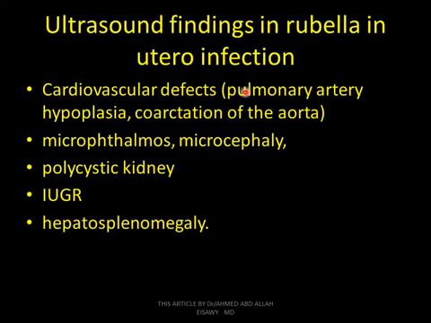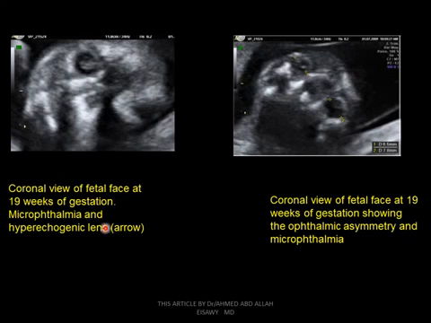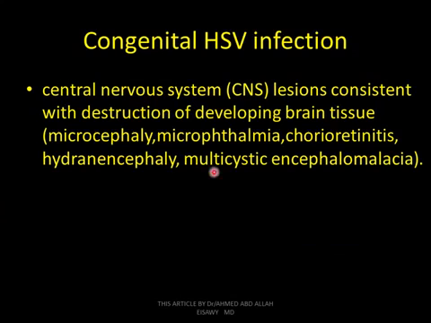Ultrasound findings of rubella uterine infection, as we mentioned before: cardiovascular defect, pulmonary artery hypoplasia, coarctation of the aorta, microphthalmos, microcephaly, polycystic kidney, IUGR, hepatitis. This coronal view of the fetal face at 19 weeks gestation shows microphthalmia and hyperechogenic lens. Microphthalmia and hyperechogenic lens in rubella syndrome. This coronal view at 19 weeks gestation shows ophthalmic asymmetry and microphthalmia.